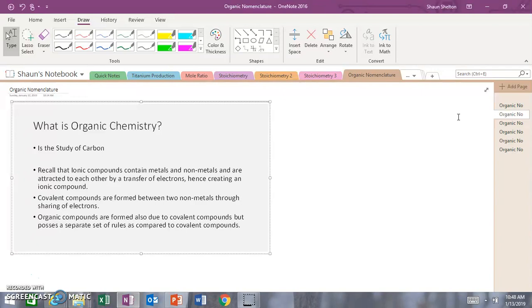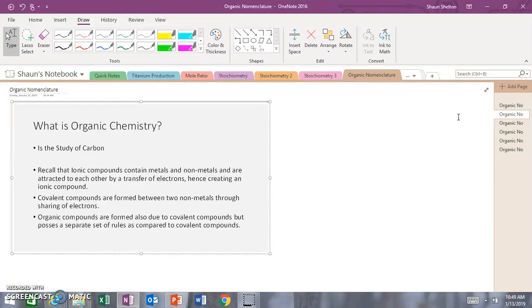So now just a recall from previous is that we have to understand the difference between ionic and covalent, so we can move forward in organic. Just remember that ionic compounds contain metals and nonmetals and are attracted to each other by transfer of electrons, hence creating the ionic compound. Covalent compounds are caused by two nonmetals sharing electrons together. Organic compounds are a special type of covalent compound. They're formed through covalent bonds, but they possess a different set of rules as compared to covalent nomenclature.